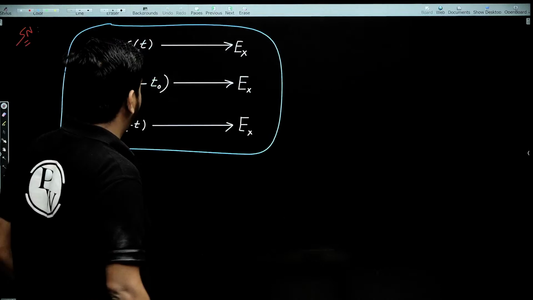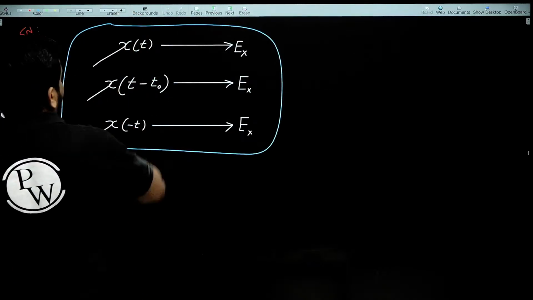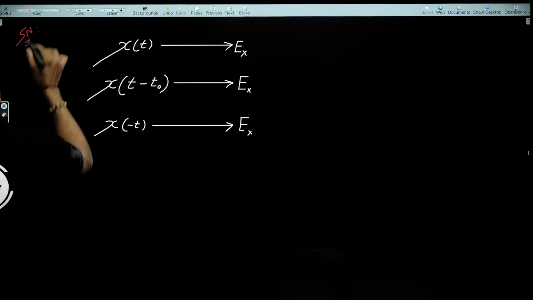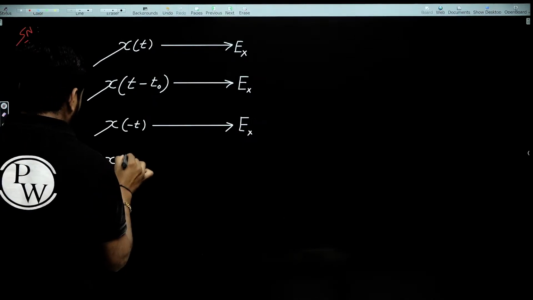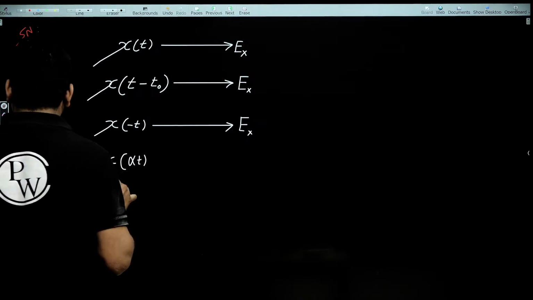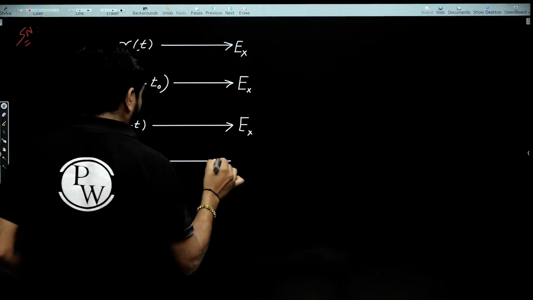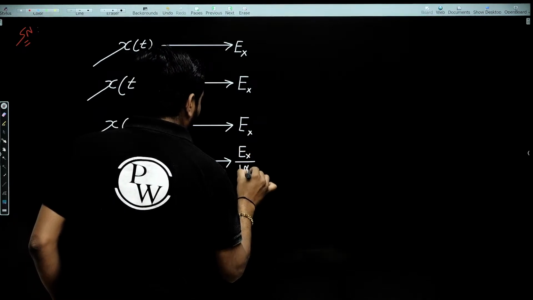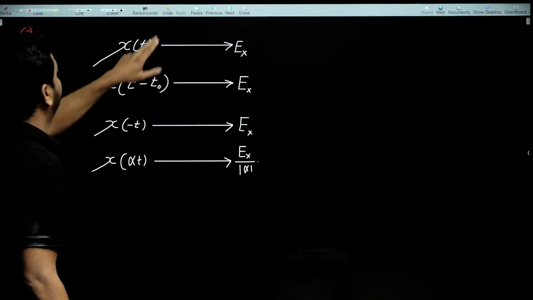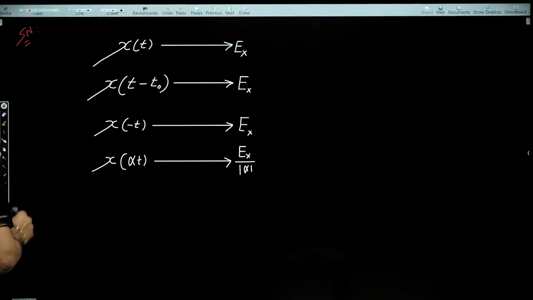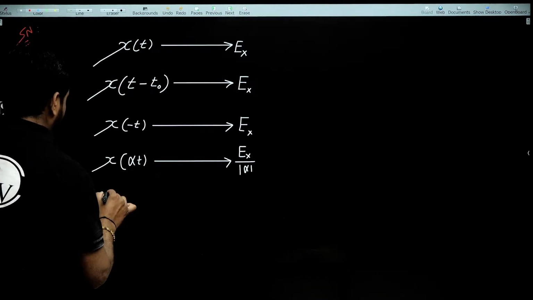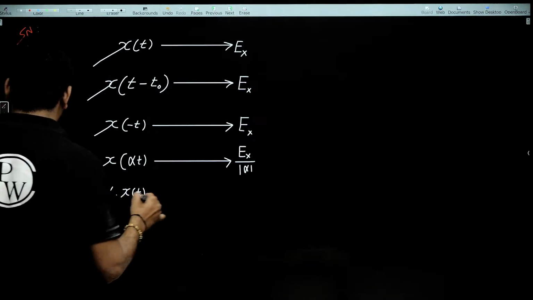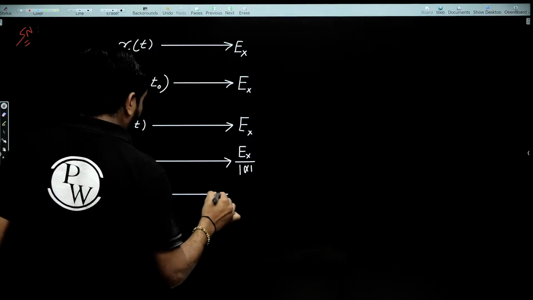So in this we can add further. Here we can add: for x of alpha t, the energy of this signal is given by Ex upon mod alpha, correct? Time scaling can change energy. Now what about amplitude scaling? If you multiply x of t with k, then tell me what will be the energy, guys?